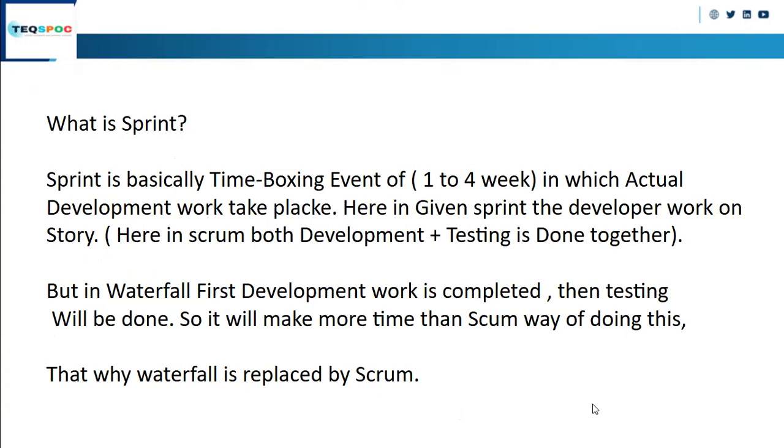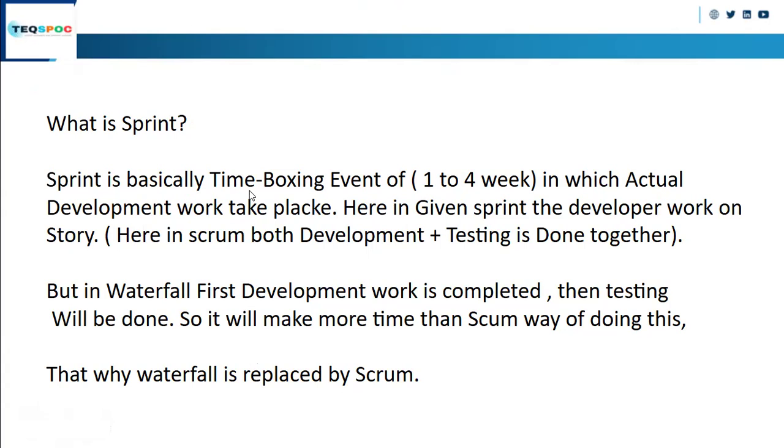Now coming to the sprint. In Scrum, we have a sprint. Basically, a sprint is a time-boxed event of 1 to 4 weeks in which the actual development work takes place. In the given sprint, the developers work upon the stories. In Scrum, the development and testing work are done together. But in waterfall, first the development work will be completed, then the testing work will be done. So it takes more time than Scrum. That's why waterfall is replaced by Scrum.